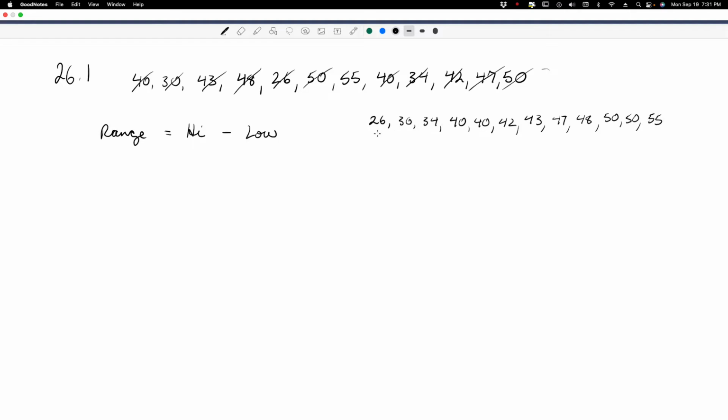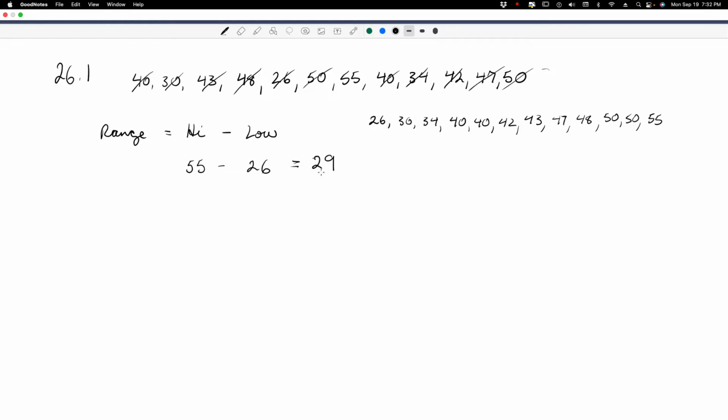So our range is going to be equal to 19. Is that right? No. It would be equal to 29. Yes. So 29 is our range because there's 29 spaces on the number line between 26 and 55.